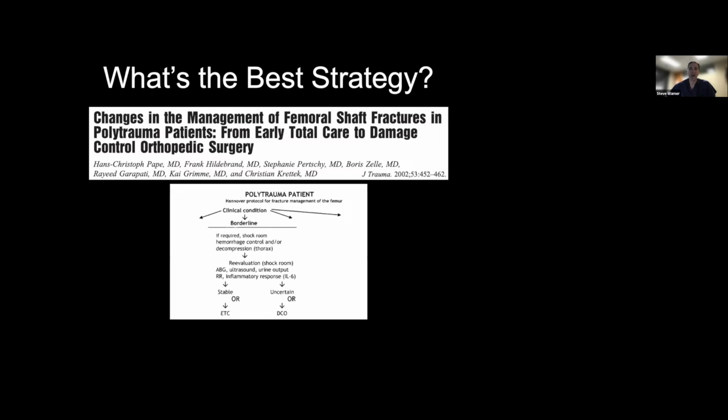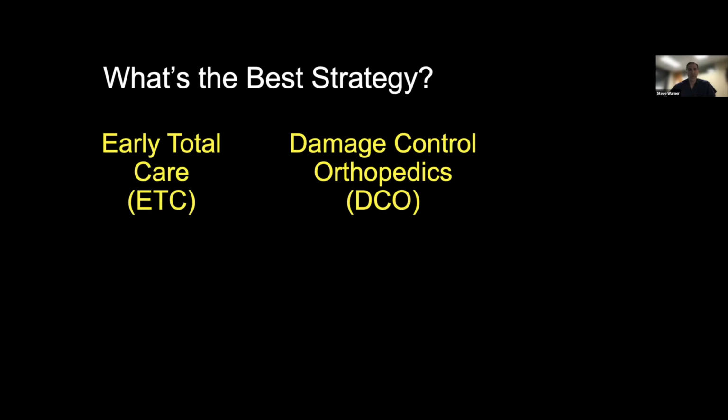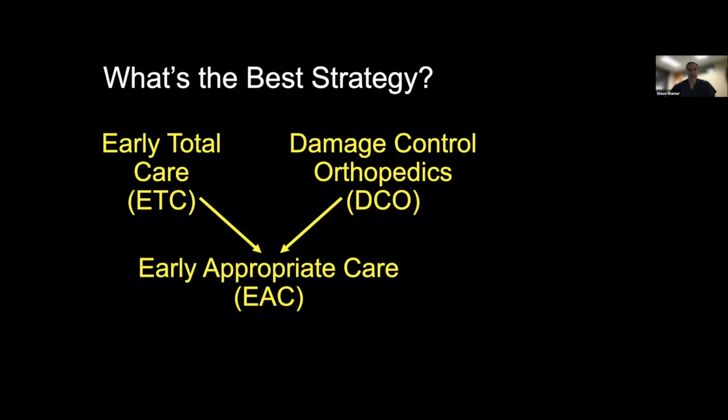And it's these mid-ground patients, these middle of the road patients with borderline clinical condition, that really pose challenges in determining what to do in their early resuscitation course. And so as these two general theories of how to deal with polytrauma patients, early total care and damage control orthopedics, began to develop, these meshed into early appropriate care treatment algorithms to manage these polytrauma patients.